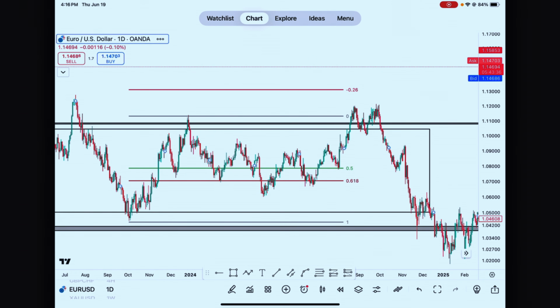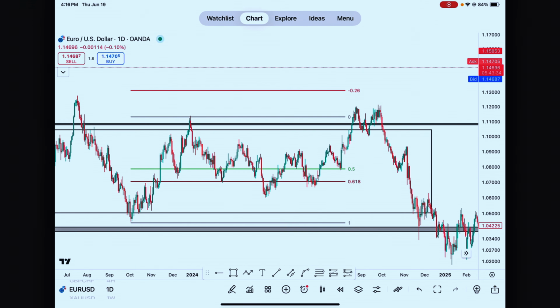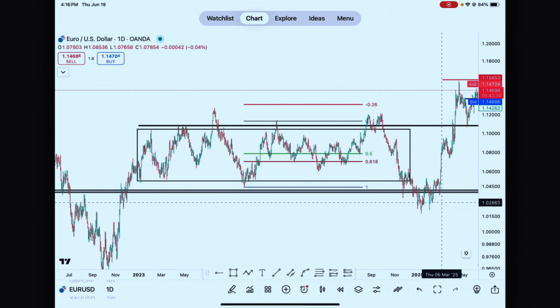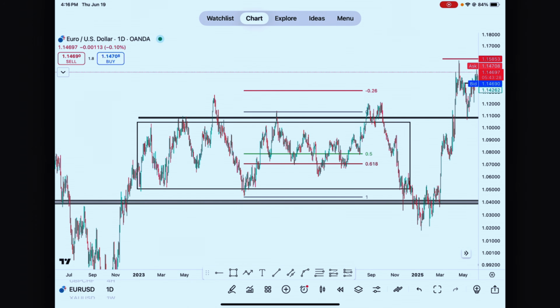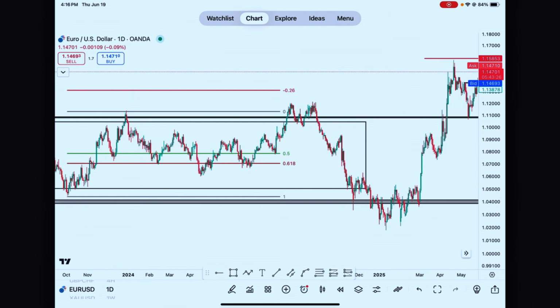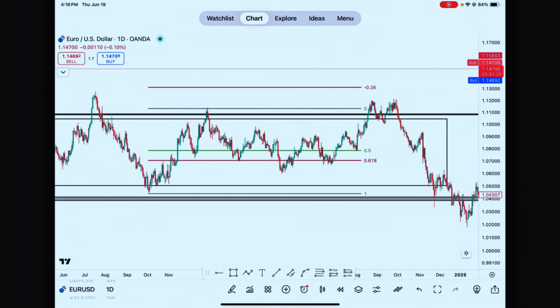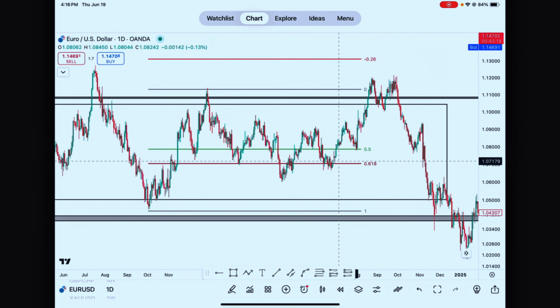Eventually, we still sold into this region, regardless of this fib not playing out fully. You can definitely see the reactions off of this region. We have a shoulder here, we have a head, we have another shoulder.